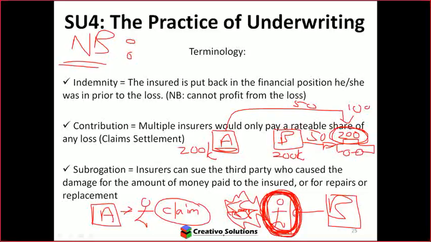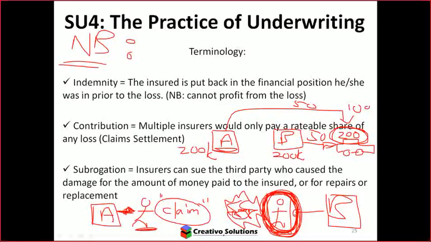It's the person that caused the accident. Okay, but who is the claimer? I'm just going to use it as the person claiming. If they're claiming for a loss, do they claim from B or do they claim from A? They would claim from both parties. No, they'll claim from A. No, they'll claim from B. Okay, they'll claim from A.